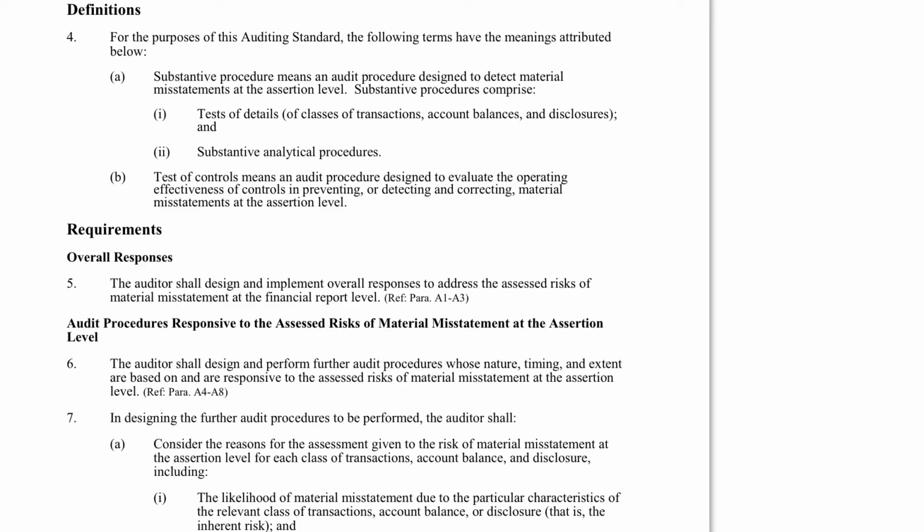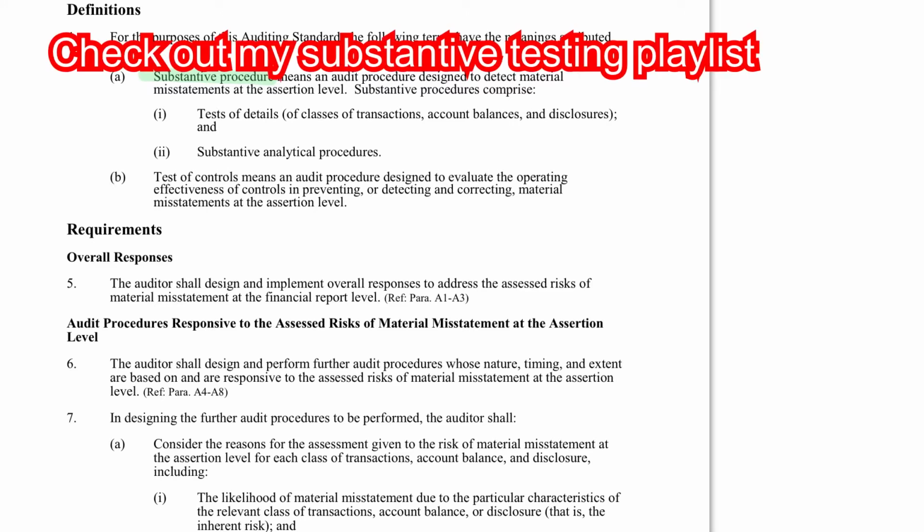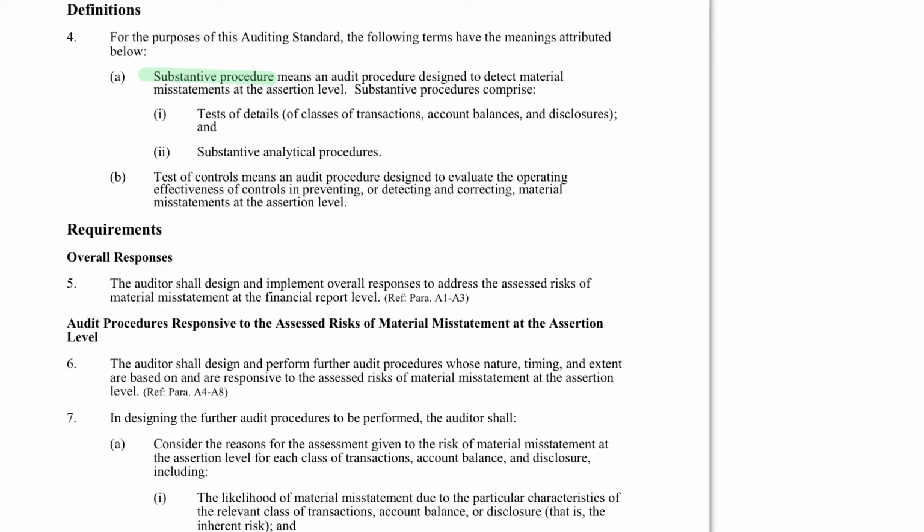Jumping into our definitions here, and the first one is substantive procedure. We haven't really got to procedures yet in the series, but I do have plenty of videos on auditing and designing substantive procedures. So they're ways to either test details of individual transactions, balances or disclosures, or substantive analytical procedures. The other type of procedure is tests of internal controls.